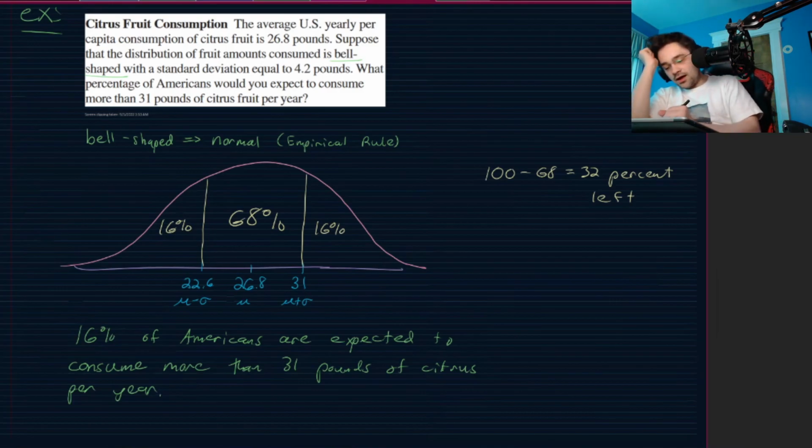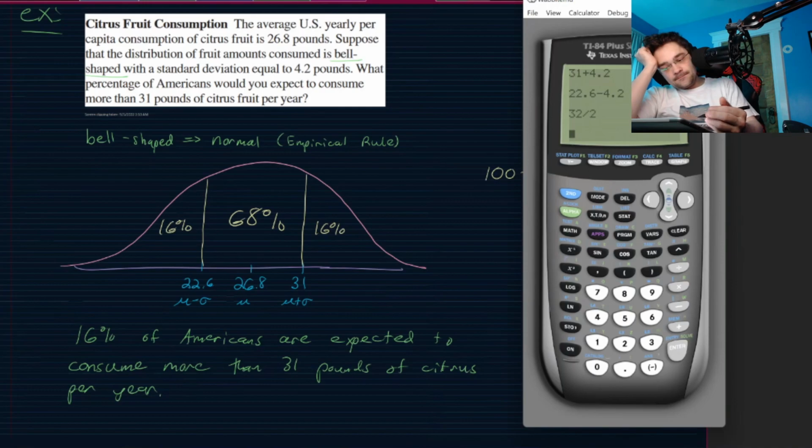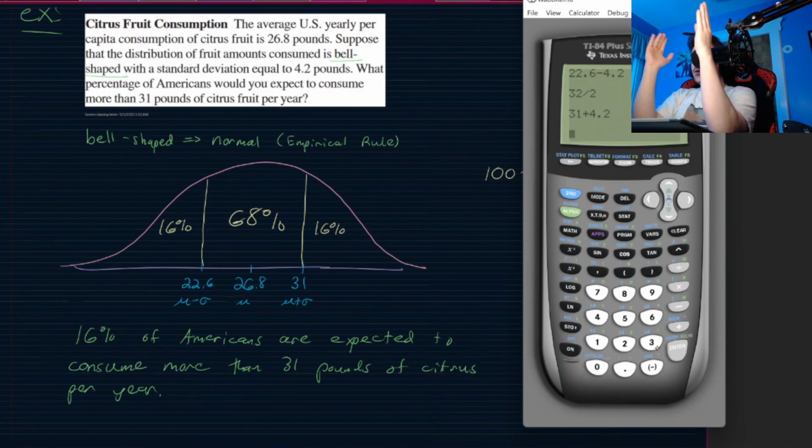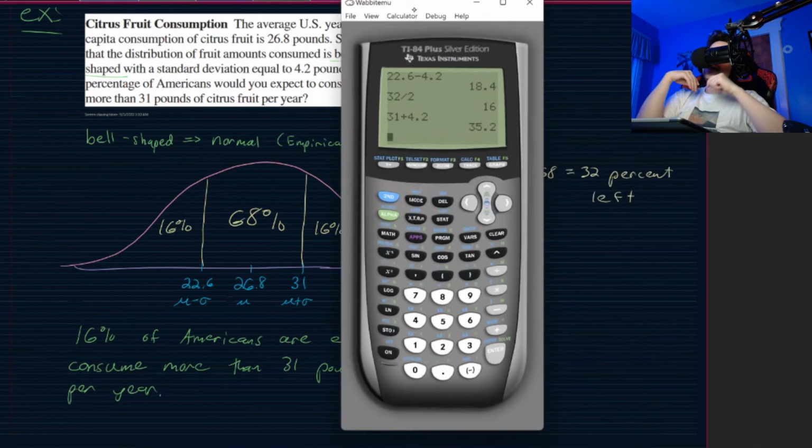What was that other number we got? Let's do one more, right? 31 plus 4.2 would be 35.2. So that's the right bound of 2 standard deviations. Remember, 2 standard deviations encompasses 97% of the data. So we would have 3% left for each tail. Cutting that in half would be 1.5%. So we would say that 1.5% of Americans would consume more than 35.2 pounds of citrus fruit per year.